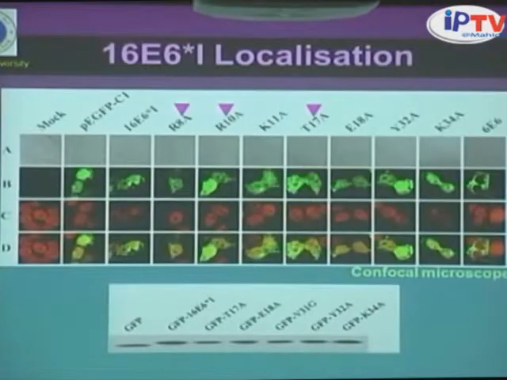So, one might ask the question if this mutation affects the nuclear entry of the protein. So we then check the localization of this E6 star variant. And as you can see, comparing with the wild type E6 star, all the mutant variants show the same pattern of localization. I mean, the same distribution pattern, which means that this is the fluorescent, and this is the nuclear staining, and this is a merge of the two.